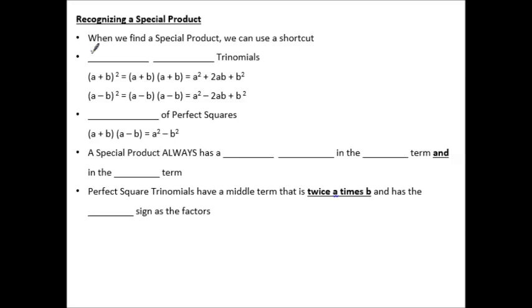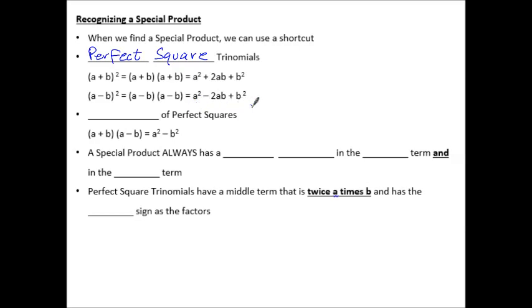The first two are called perfect square trinomials, and that's because they are created by getting a perfect square. A plus b squared, which is a plus b times a plus b, and the pattern of that is always a squared plus 2ab plus b squared. And the same if we have a minus b and we square it, a minus b times a minus b will always give us a trinomial in the shape of a squared minus 2ab plus b squared.